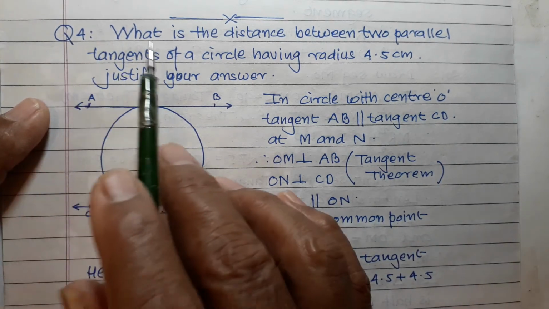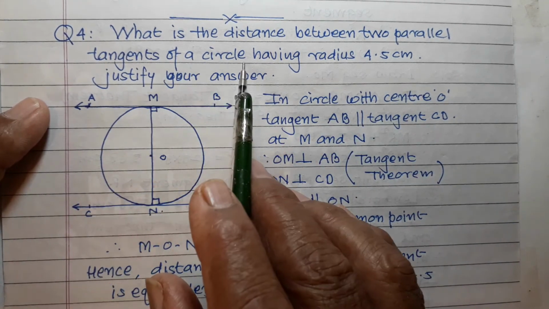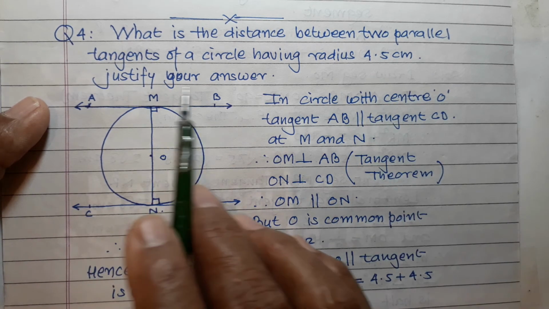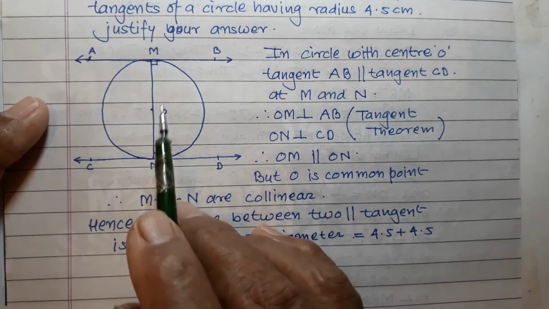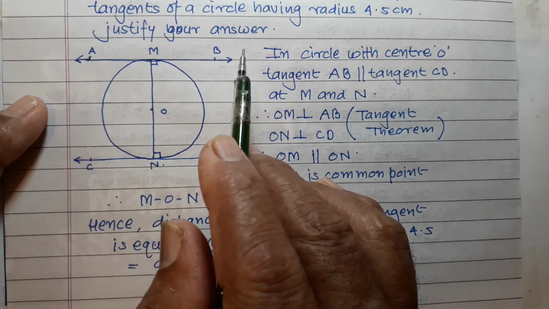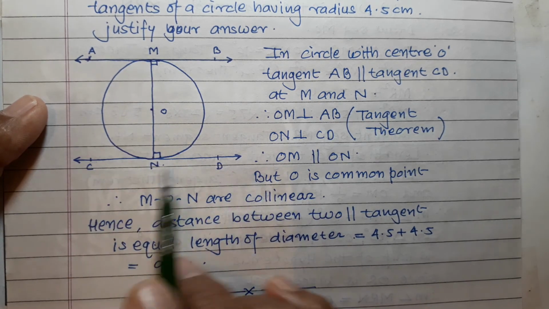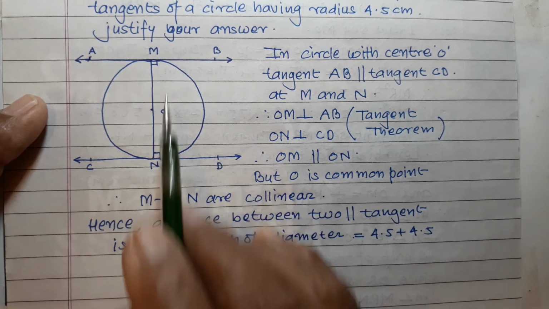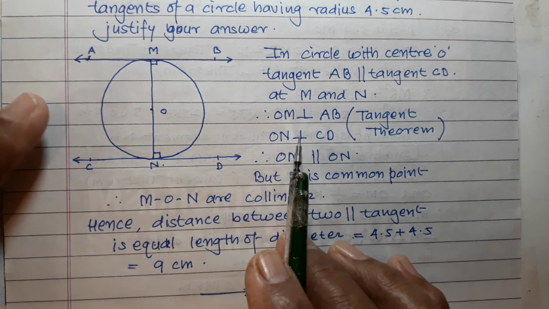Example number 4. What is the distance between two parallel tangents of a circle having radius 4.5 centimeter? Justify your answer. Okay, now this is a circle with center O, given. This is a tangent AB at M, and this is a tangent CD at N. These two tangents are parallel, then find the distance between them, means find MN. Okay, now try to understand.